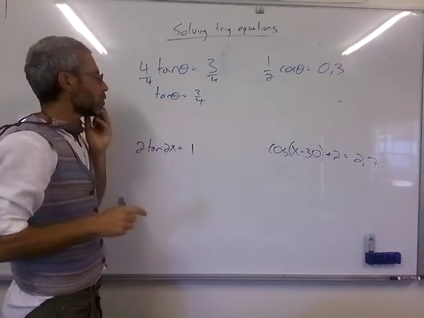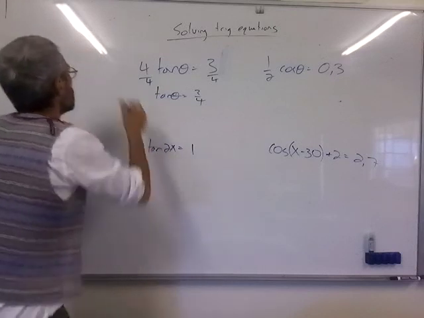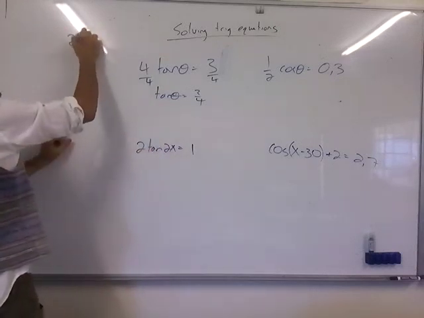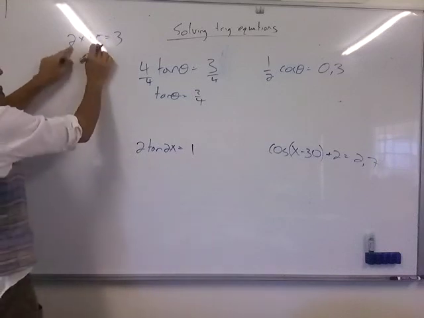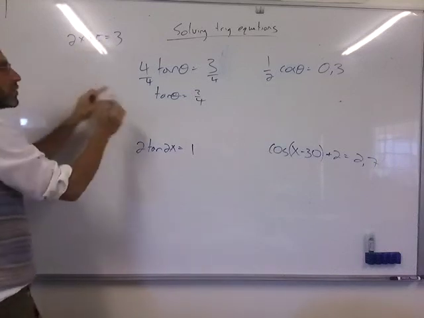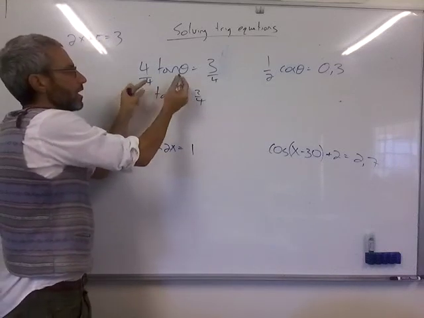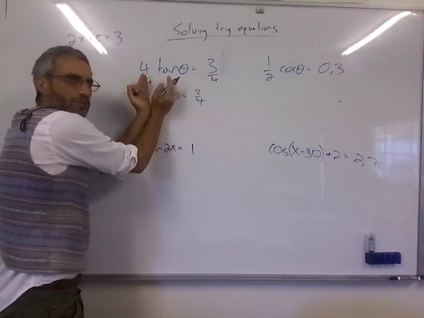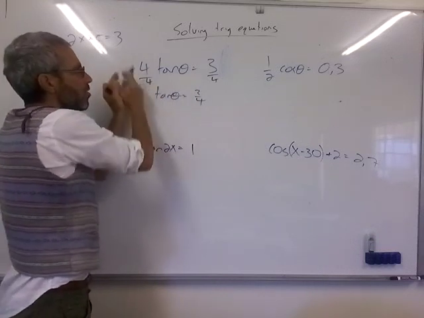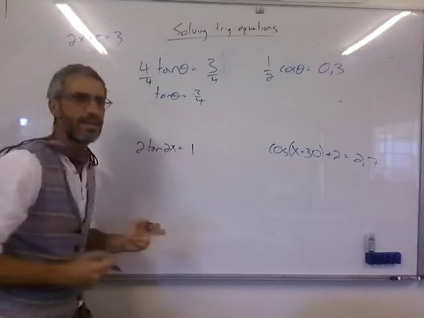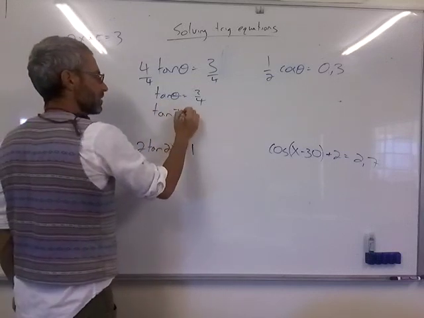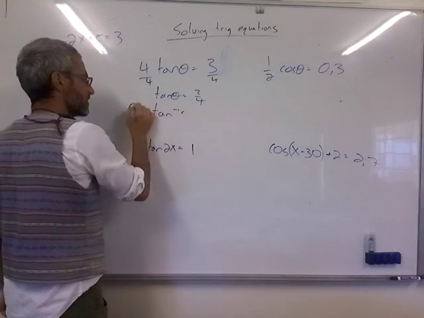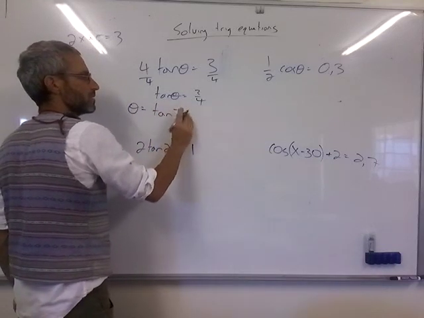Just like when we have equations, let's say 2x plus 5 equals 3. What do I want to do? I want to get rid of these numbers. I want to leave x by itself. So here, I can't really get rid of the tan right away. So I'm going to get rid of all the numbers, find what tan is, and then do the tan inverse, right? So theta equals tan minus 1 of what? 3 over 4.